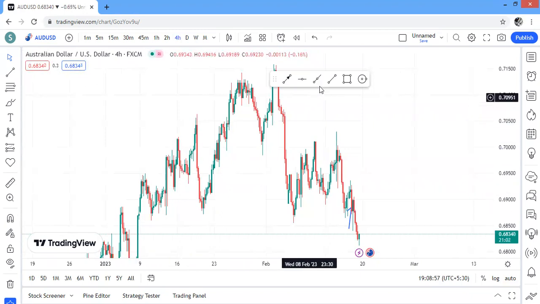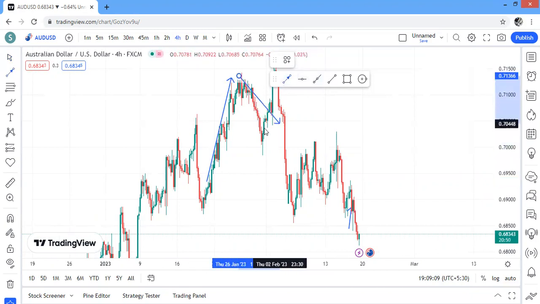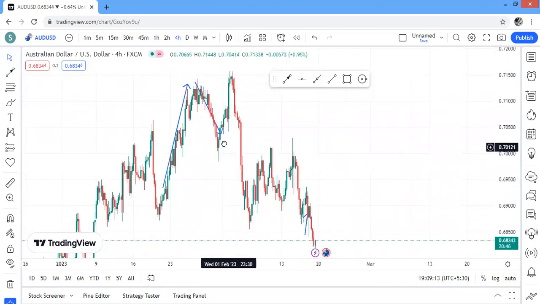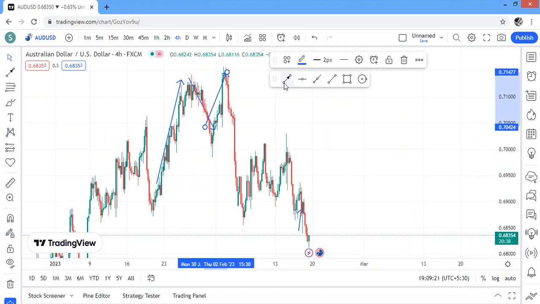What do you see, guys? You see, of course, this. Can't you see that? I just want you to look at what I'm saying, what I'm doing, guys. Then price falling down.